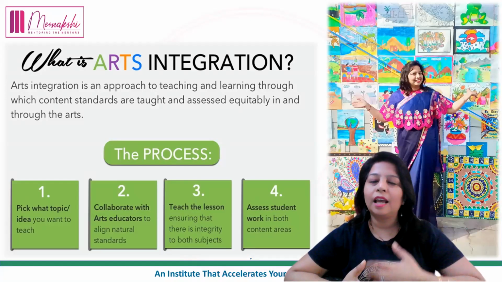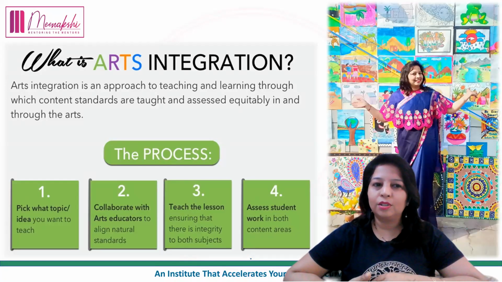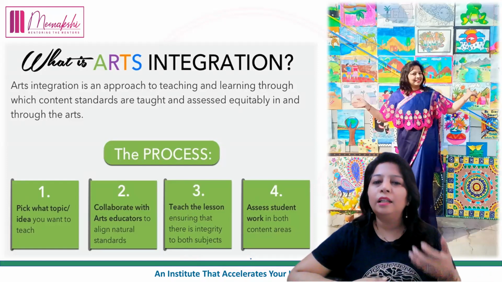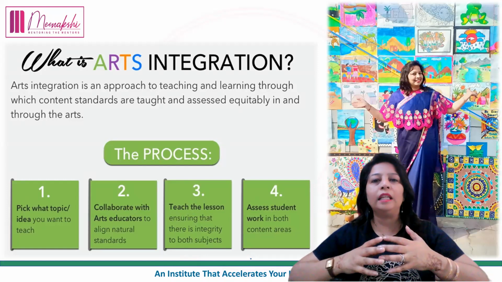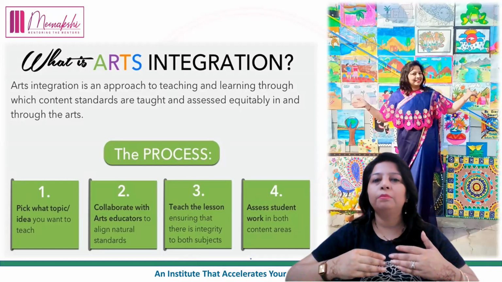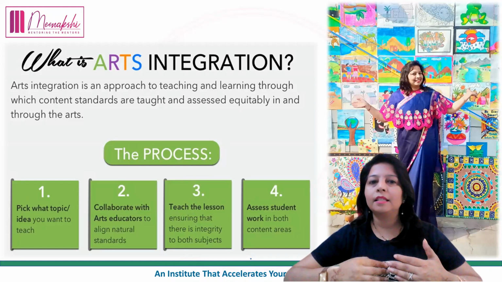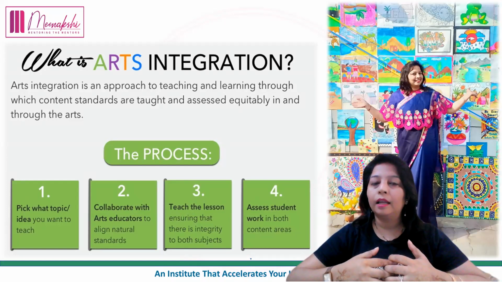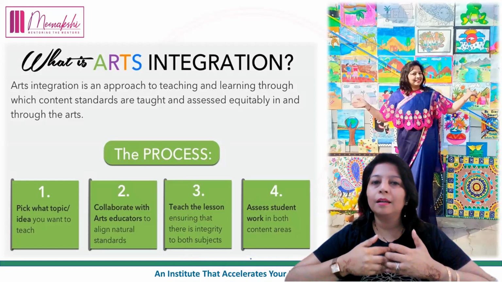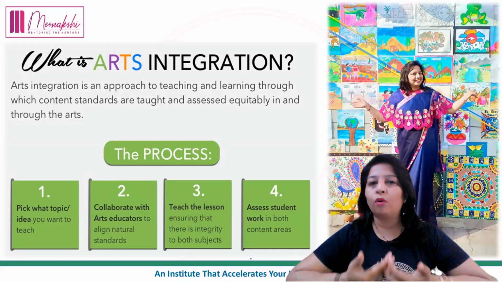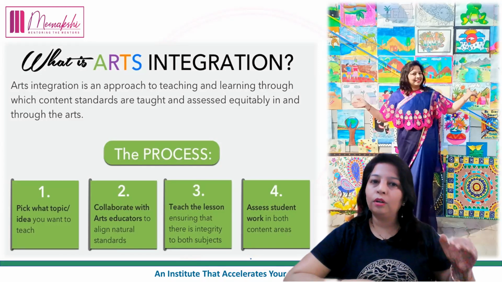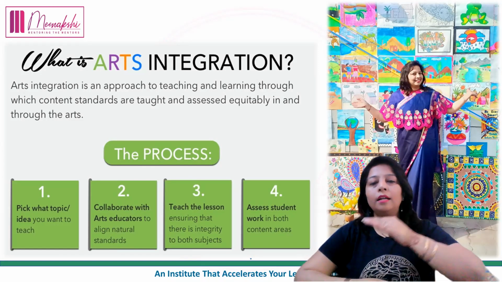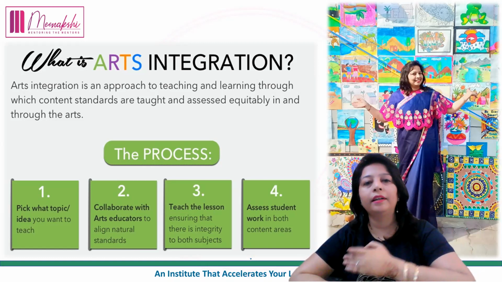What is art integration? As we talked about yesterday too. Arts integration is an approach to teaching and learning through which content standards are taught and assessed equitably in and through the arts. I mean, when we integrate arts with a main core subject like mathematics, sciences, or social sciences, then we will first of all be working on the process, not the product. We will assess the child's understanding of that particular art form as well, and also the understanding of the main subject with which we are integrating art, right?